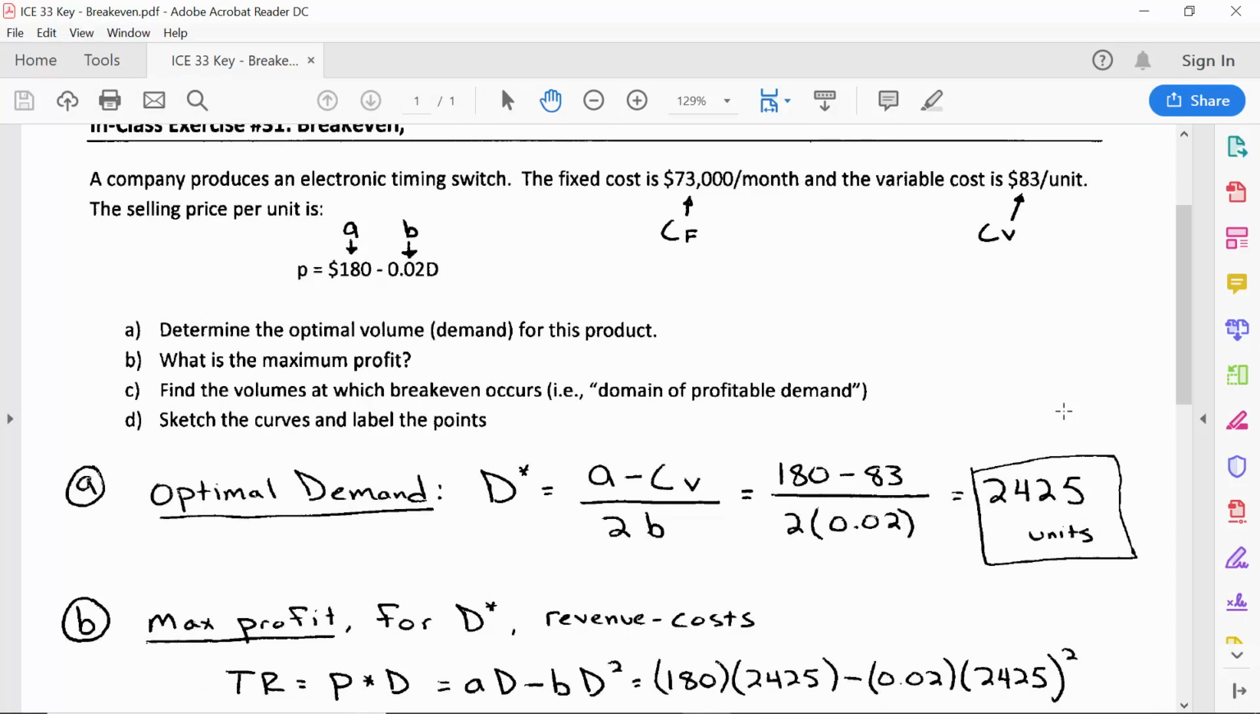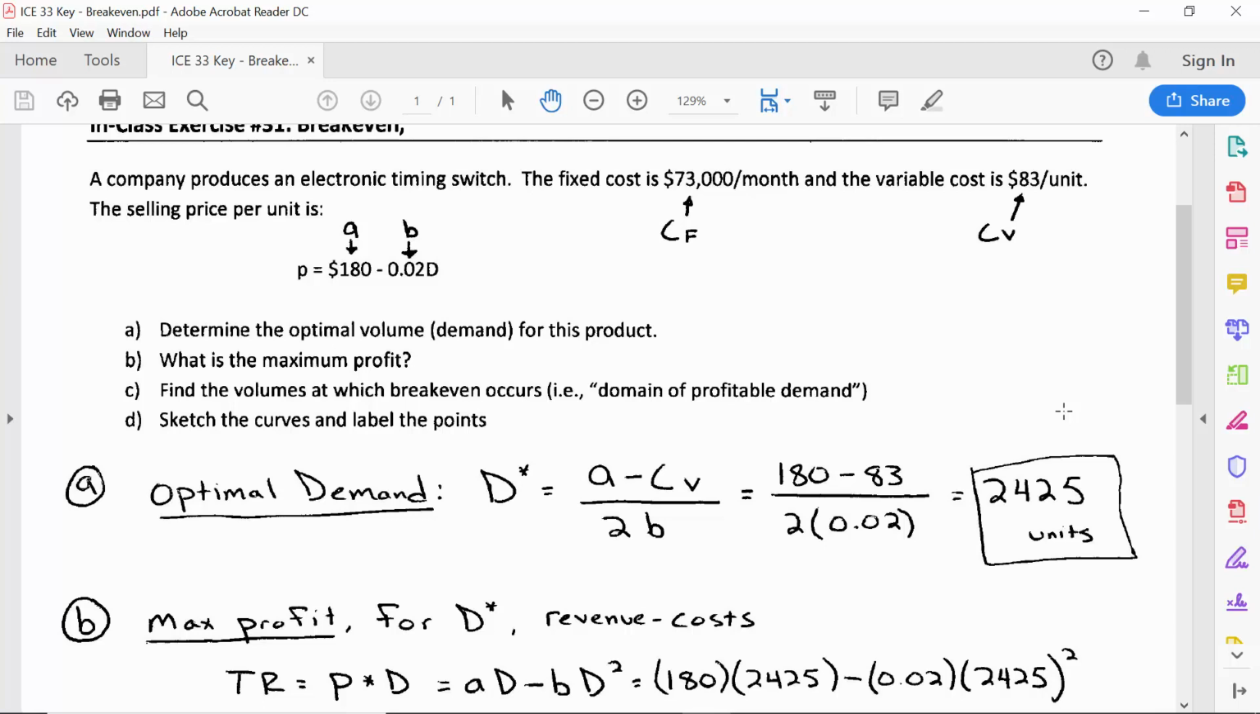Okay, I'm going to start going through the solution on the screen because we have to keep moving. In problems like this, you'll be given a statement that defines the price-demand relationship. And remember, it's the intercept that is A and the slope of that curve that is B. And so A is 180, B is 0.02.